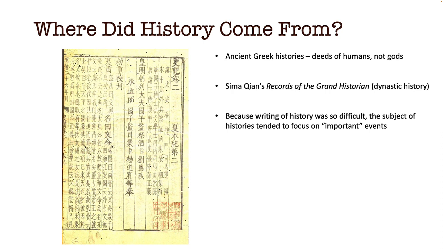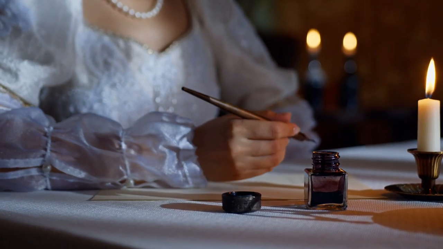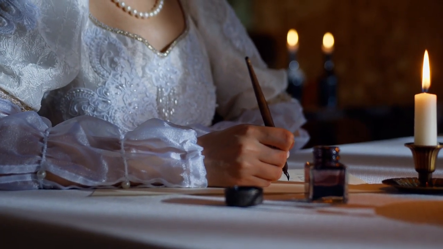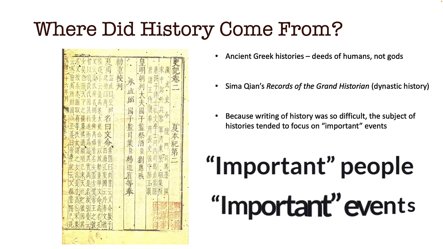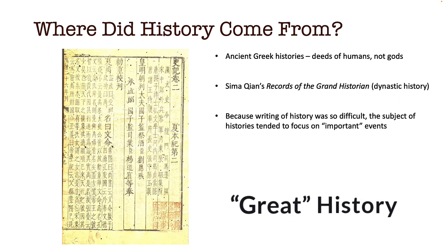The main thing to know about where history came from and how it developed is that writing and recording history was a very difficult task in antiquity. We didn't have the printing press to copy historical writings, so the act of writing history was very unique. For that reason, most historians tended to focus on important people and important events, things they deemed incredibly significant and absolutely necessary to record for posterity. So the beginning of history, in part, comes from this impulse to make sure that people don't forget important people and important events. This is one of the ways that we see so-called great history develop at the very beginning of historical writing.